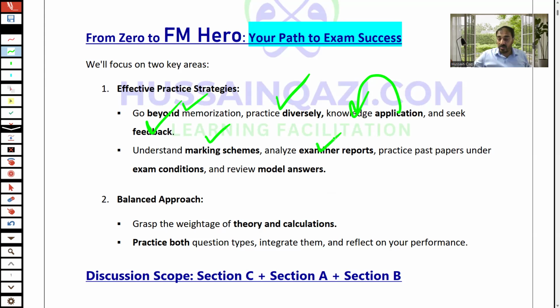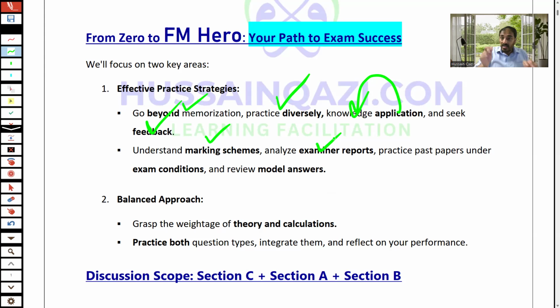Diagnosis of the examiner report. With this session, we will diagnose the examiner report because we have to understand the psychology of the examiner. We have to understand the expectation of the examiner. So we will diagnose the examiner report here.